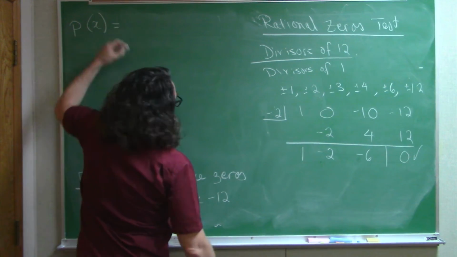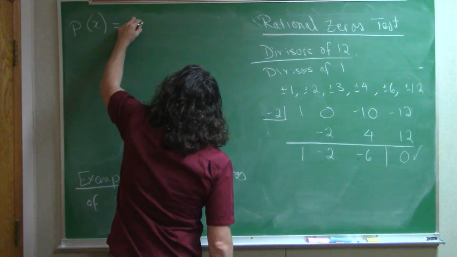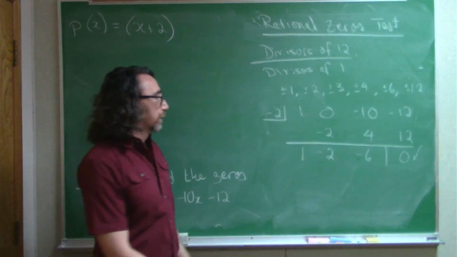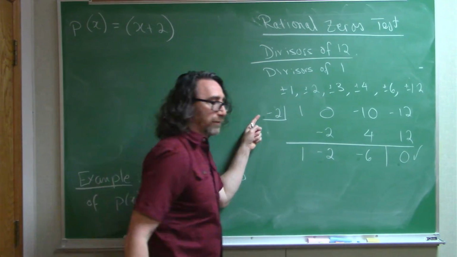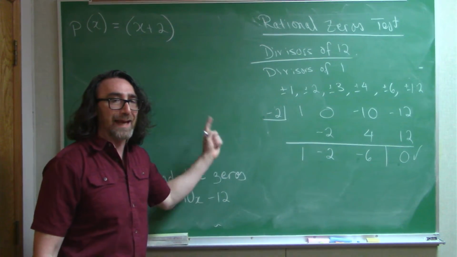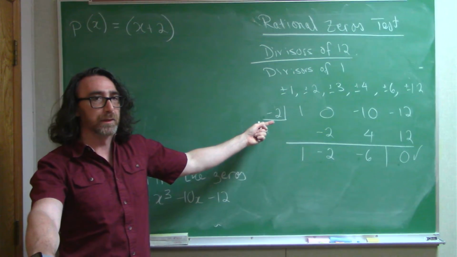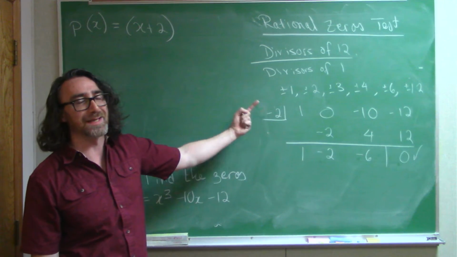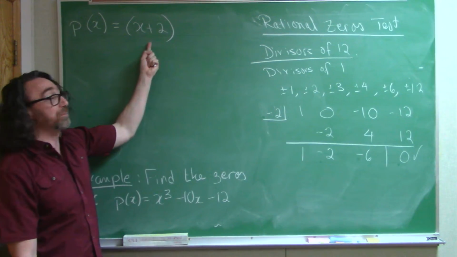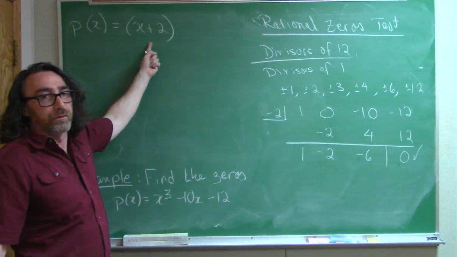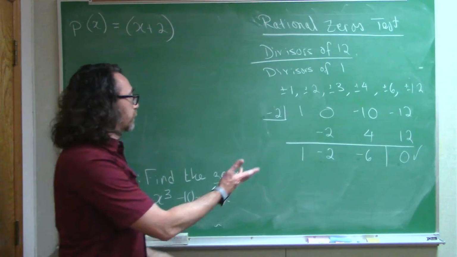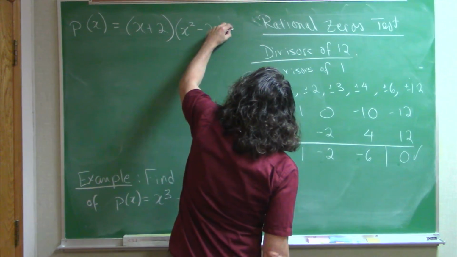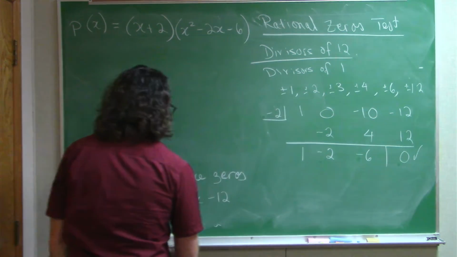So, one of the factors is x plus 2, okay? Remainder of 0, that means I have a factor. If you know a 0, then x minus that thing is the factor. So x minus -2 is our factor. And of course, x minus -2 simplifies to x plus 2. What's the other factor? The other factor is x squared minus 2x minus 6.